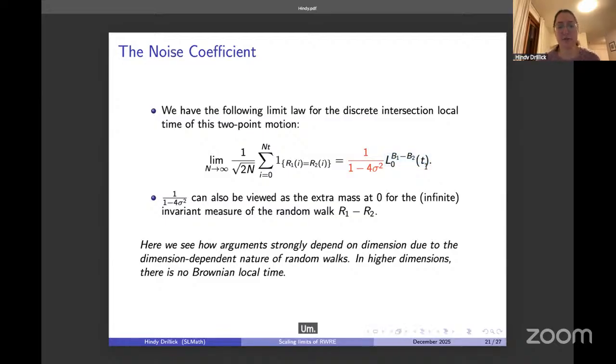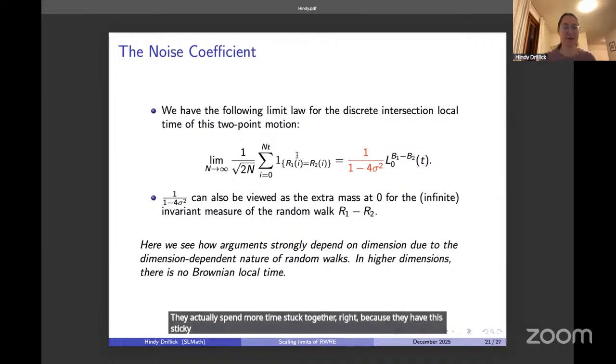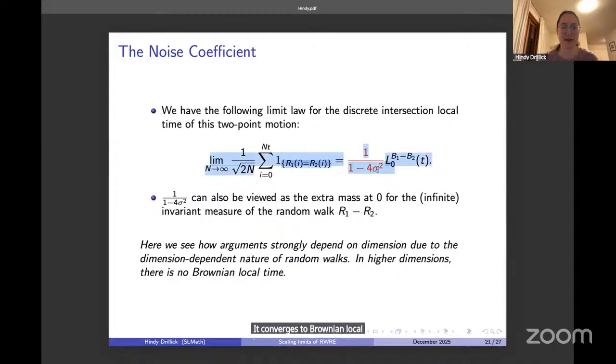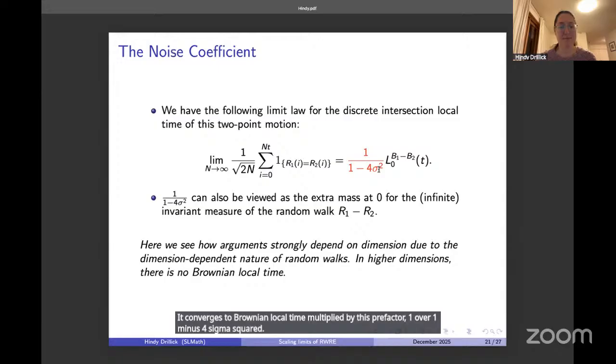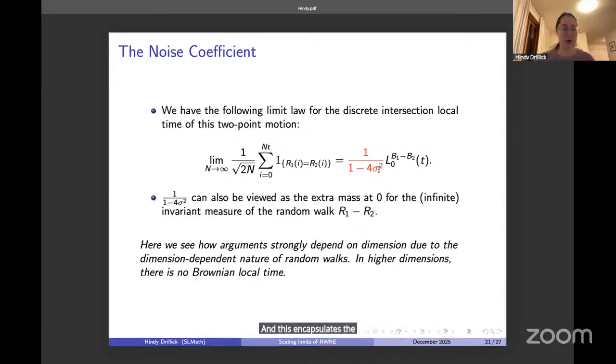Now, because our two random walks are not independent, they actually spend more time stuck together, right? Because they have this sticky interaction. So it turns out that their discrete local time converges to something larger than the Brownian local time. It converges to Brownian local time multiplied by this prefactor 1 over 1 minus 4 sigma squared. And this encapsulates the extra stickiness of these random walks and the extra time that they spend together.